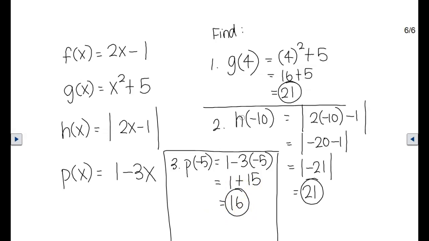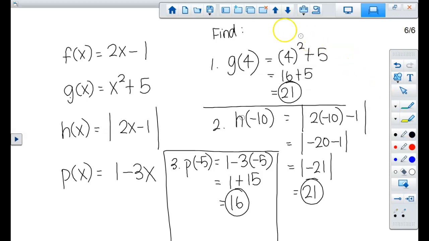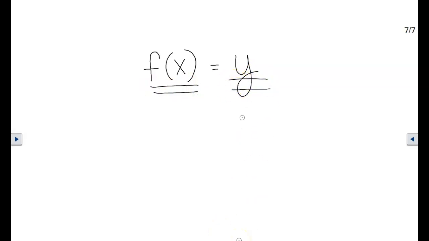So it doesn't matter whether they do f of x, g of x, h of x, p of x. Doesn't matter what letter they choose to use. That first letter is the name of the function, and that will help you determine which one to use. But notice the x inside the parentheses. Whatever you see inside the parentheses, that is your input. So function notation. Function notation gives us a different way to write these equations, and it hinges on the fact that f of x, or g of x, or h of x, whatever, is the same thing as y. So this can replace y, and vice versa.